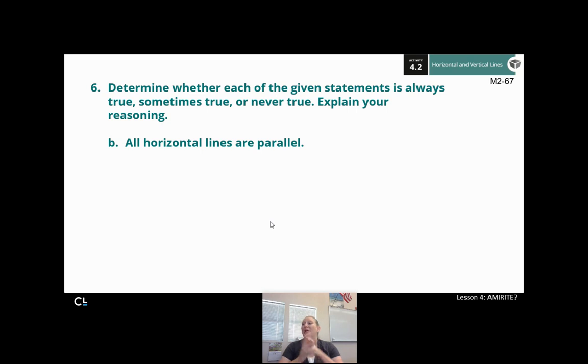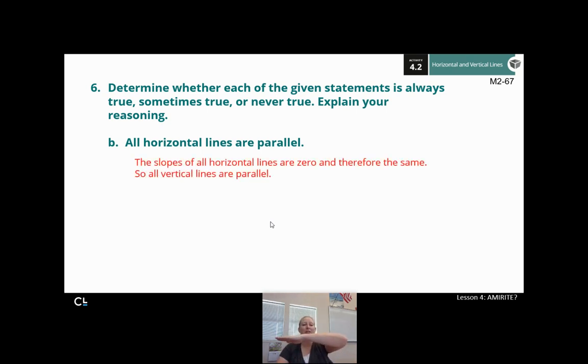Always true. Because again, we know the slopes of all horizontal lines are 0, and thus they all have the same slope. Since they all have the same slope, they must be parallel to each other.